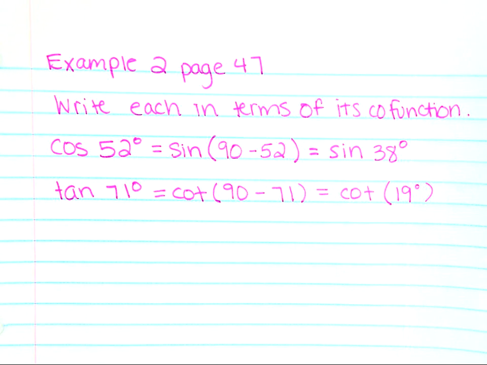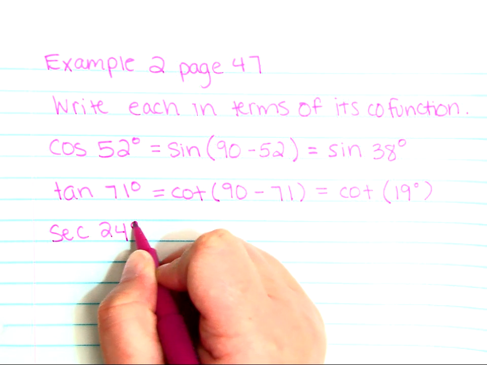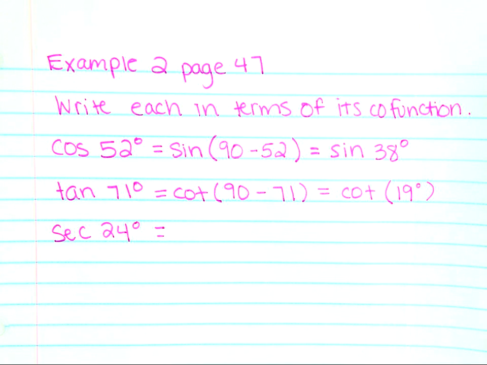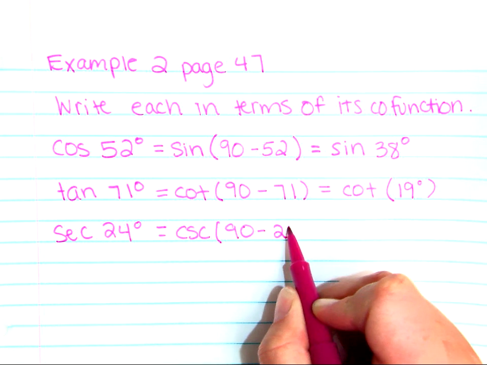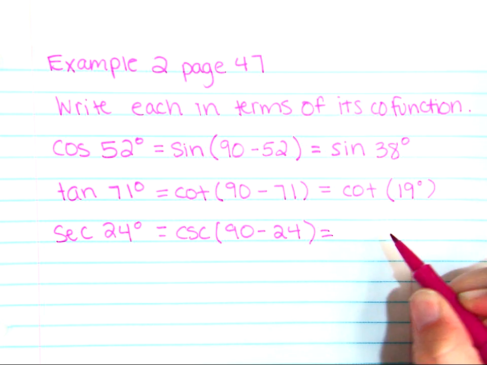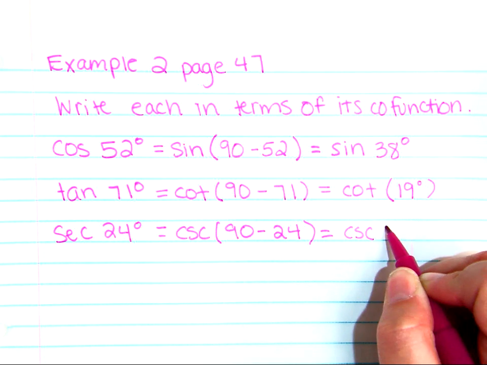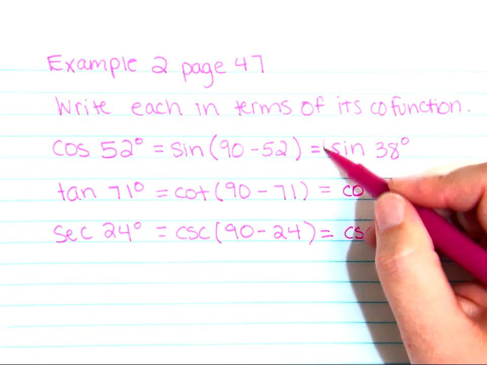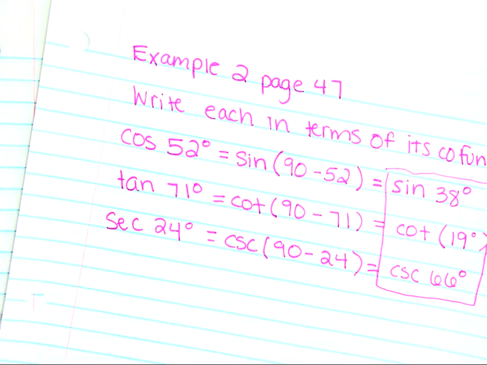Okay, so last one. Secant of 24 degrees. I want to write the secant of 24 degrees in terms of its cofunction. So the cofunction of secant is cosecant, and I know the two angles have to be complementary because remember the third angle of my triangle is already 90. So 90 minus 24 is the cosecant of 66 degrees. So these are written in terms of its cofunction, if you're ever asked to do that.